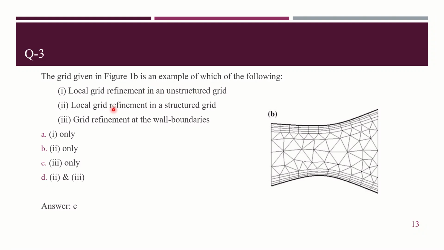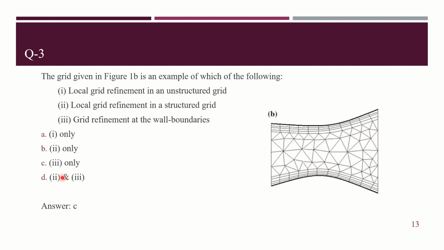But in the third statement, what is given? Grid refinement at the wall boundaries. Near the walls, we have seen that grid refinement has taken place. So the third statement is true. Options 1 and 2 are false, but option 3 is right. Coming back to the options: option A, 1 only; option B, 2 only; option C, 3 only; option D, 2 and 3. On that basis, only the third statement is right.